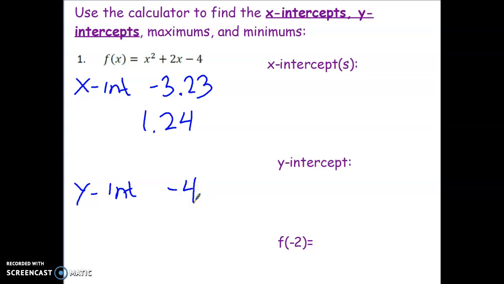All right, so there's what I have for that first one. X-intercepts of -3.23 and 1.24, rounding to the hundredths place, which is 2 numbers after the decimal, and then the Y-intercept of -4.